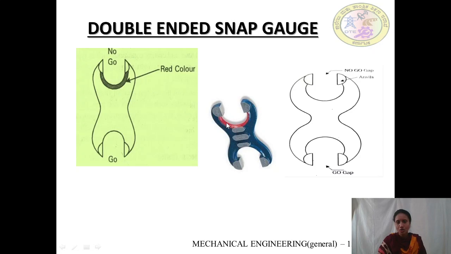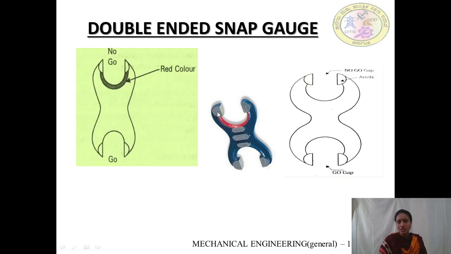I say this is the no-go gap or no-go end. How? Just because here it is marked in red color. So always in gauges, if you find the red color, this is for identification of the no-go end or no-go gap. So this is the go gap, and this is the no-go gap.